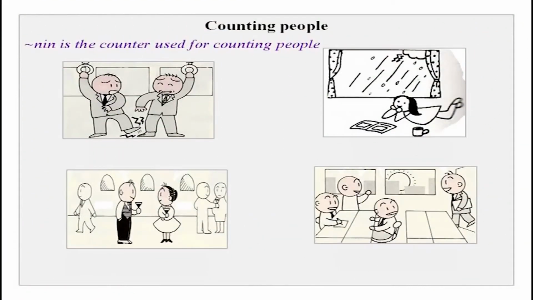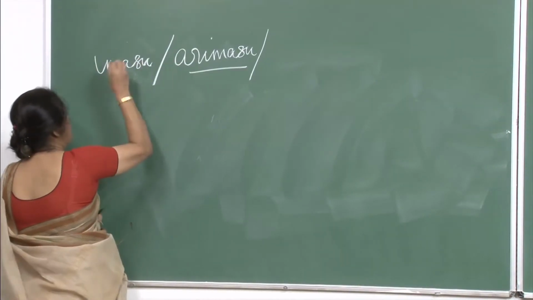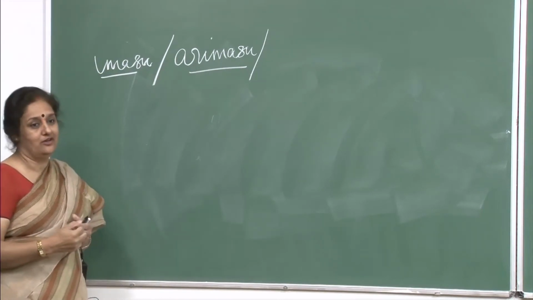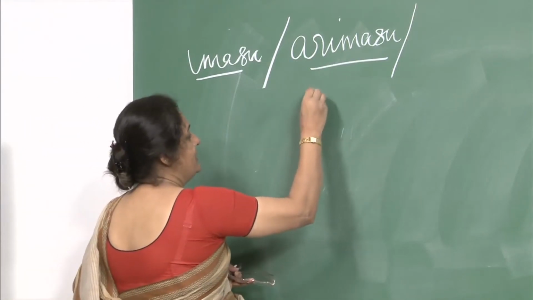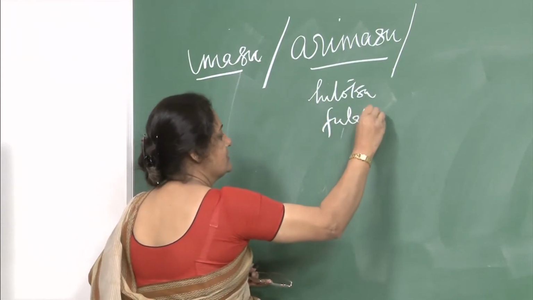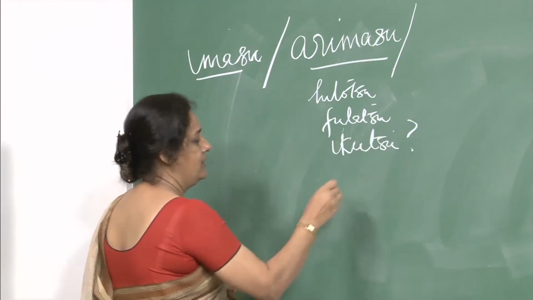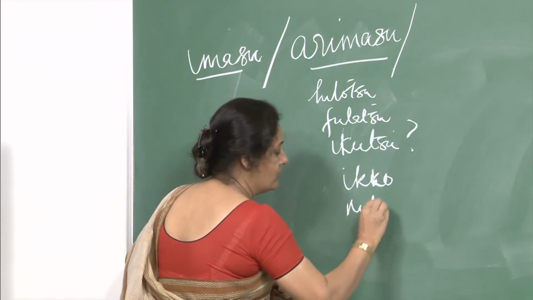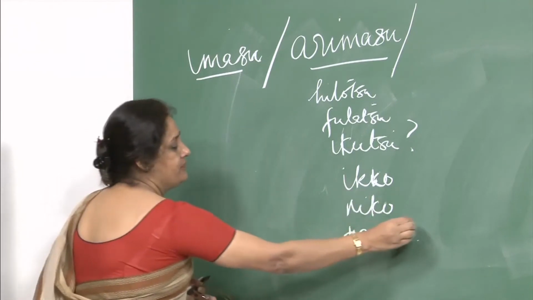You have done imasu and arimasu. You understand this very clearly. Imasu is for living and arimasu is for non-living things. Now, you have done counting over here as hitotsu, futatsu or ikutsu, which is how many, and so on, or ikko, niko, or nanko, okay, for how many.